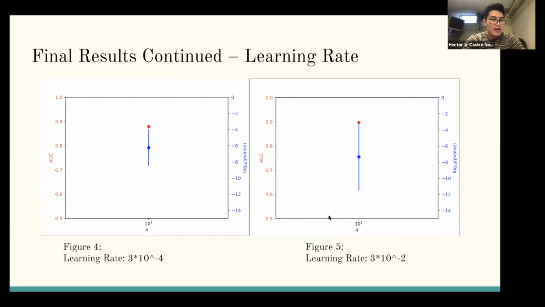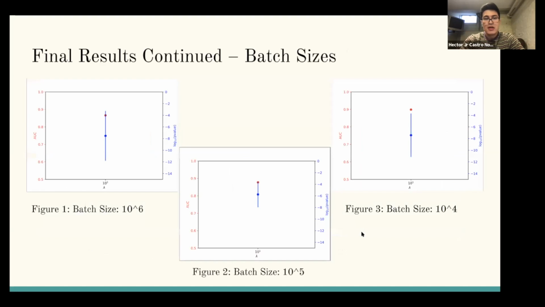For the learning rate, in figures 4 and 5, I have two plots for the default optimizer with a batch size of 10 to the power of 5 and two different learning rates. I tested a variety of learning rates with different magnitudes, but I ultimately found that a learning rate of 3 times 10 to the power of -3 was most effective for this DNN. The learning rate of 3 times 10 to the power of -3 is shown in figure 2, which is this one, and it shows the value with the highest AUC and p-value score.